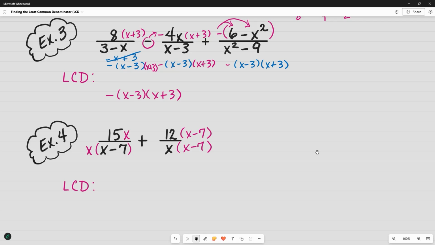So I would have multiplied the 15 times x, and then I also would distribute this 12 times the x as well as times the negative 7 if I were working through the problem. But I am just trying to find the least common denominator, which is going to be x times the quantity of x minus 7, because I want it in factored form. But if someone else wants it expanded, it will be x squared minus 7x.